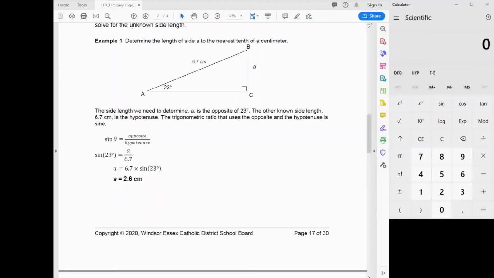So we need to think of our primary trigonometric ratios. Which one involves opposite and hypotenuse? The answer is sine, because sine is the opposite over the hypotenuse. So I write down sine of theta equals opposite over hypotenuse. I replace the theta, the word opposite, and the word hypotenuse with the relevant numbers or letters. So sine of 23 degrees equals a over 6.7. Then I rearrange the equation to solve for a. So I get a equals 6.7 times sine 23. And I write down my answer rounded to the nearest tenth of a centimeter, 2.6 centimeters.